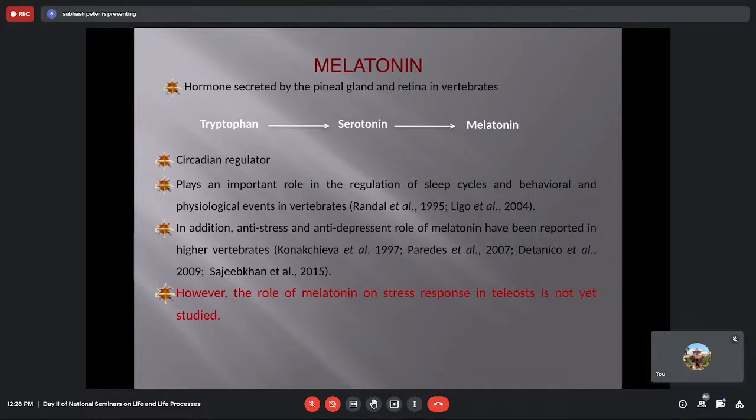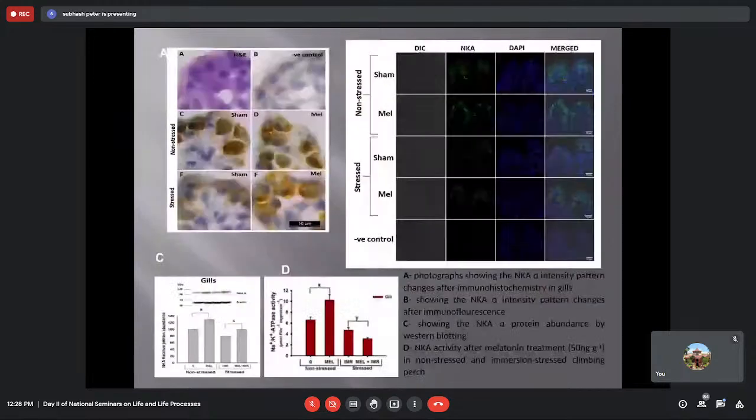So these light-dark hormones are involved in the recovery responses. That's the reason why we also looked at melatonin. So again, we've looked at the non-stressed and the stressed conditions of the epithelia. This is the branchial epithelia, where we see the round ionocytes are well immunostained because of the alpha subunit intensity pattern, and the protein is also being taken.